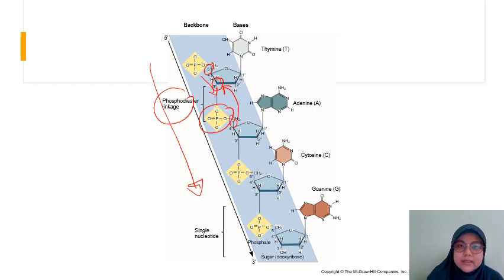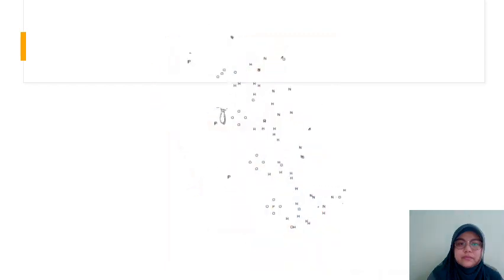In the strand, all the sugar molecules are orientated in the same direction. The phosphate and sugar molecules form the backbone. This is the backbone of the nucleic acid strand, and the bases project from that backbone.